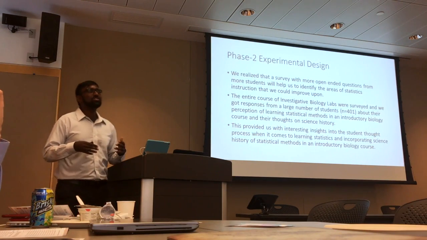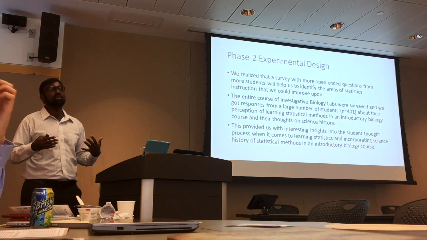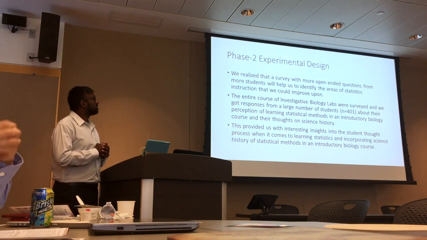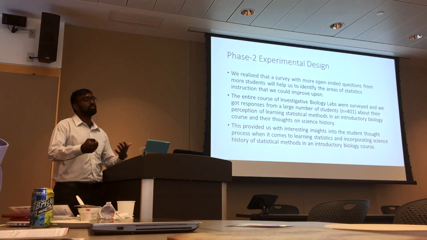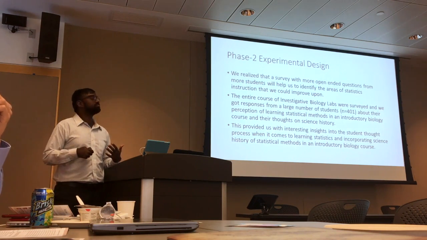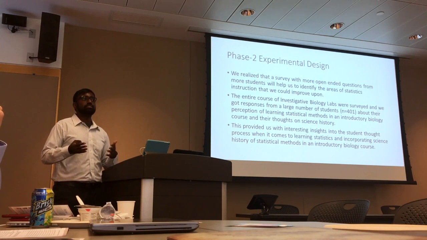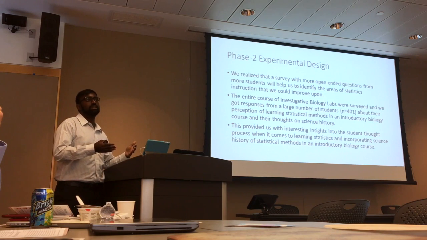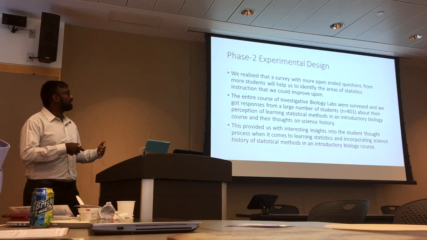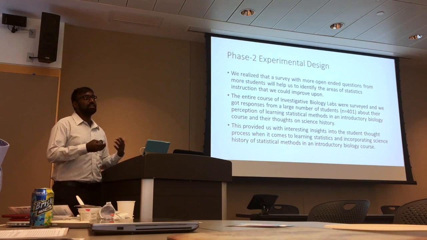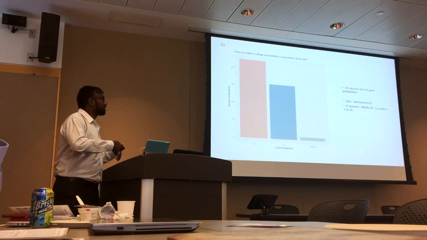So in the phase 2 experiment, I had a better understanding of how to do qualitative research. So we decided to do a survey and collect information from all the students in our course about their thinking about science history, and whether that will help them in their understanding of statistics. So we're going to ask the students about science history and use that information to add science history into our course.